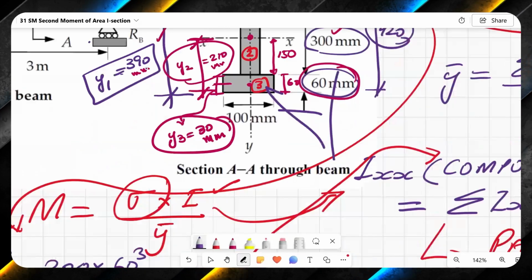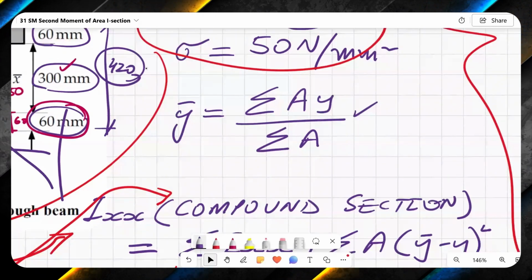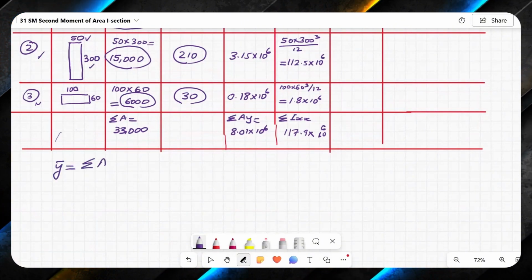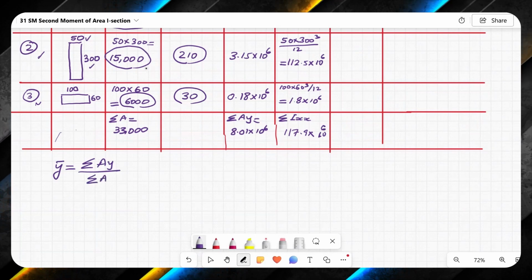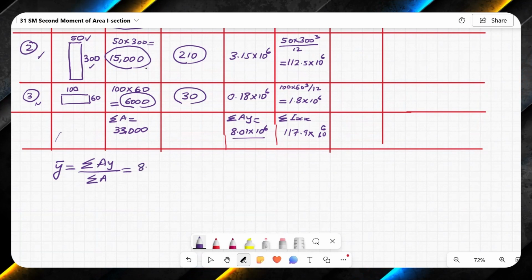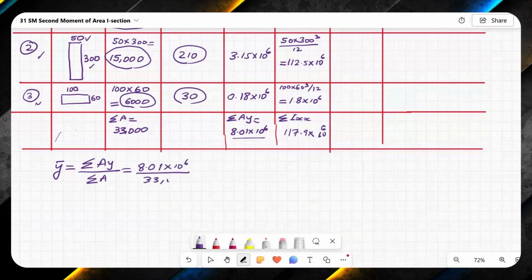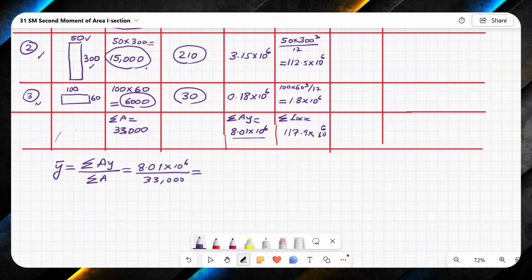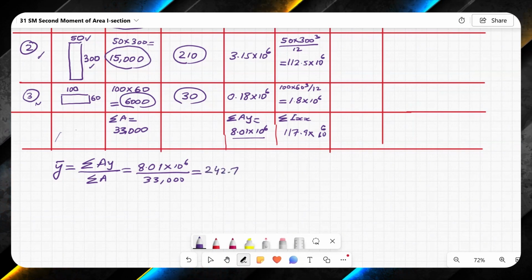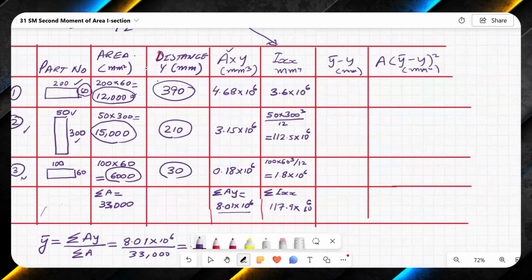So for this, I will use this formula. Y bar is equal to AY over A. So let us use this formula and find out y bar. So y bar is equal to summation of AY divided by summation of A. Summation of AY is this value, 8.01 into 10 raised 6 divided by 33,000. Let us see what value do we get. I'm getting 242.73. So 242.73 millimeter.